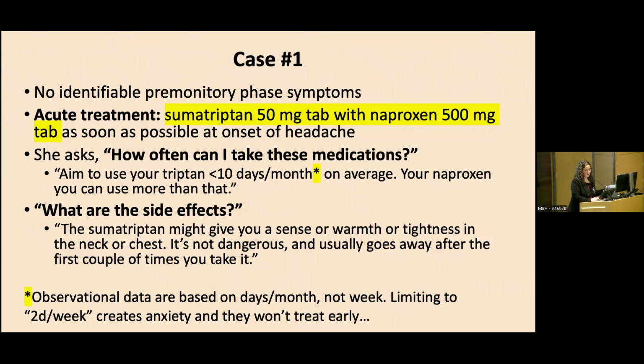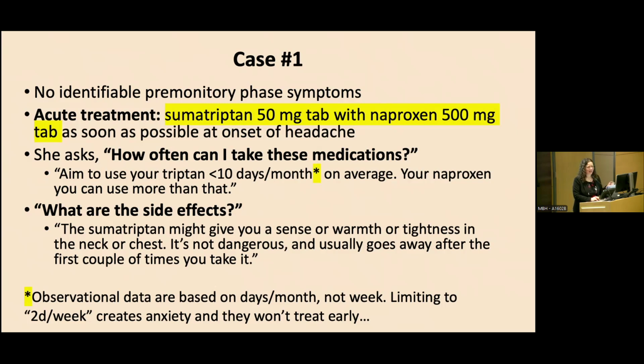And then naturally, someone might ask, what are the potential side effects? Sometimes when people take triptans, they'll feel a sense of warmth across their chest or a little bit of a tightness along their jaw or along their neck. It is not dangerous in our selected population who does not have a history of MI, and it tends to go away after the first couple of times that they take the medications. I like to warn them about it so that if it does happen, it doesn't frighten them.